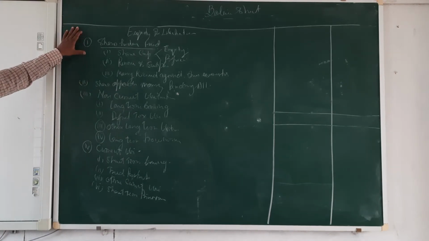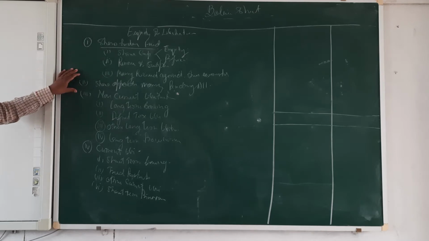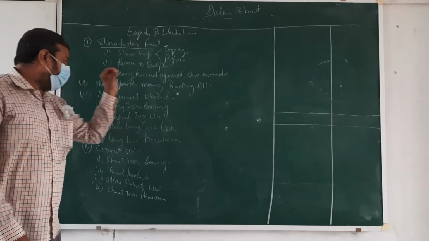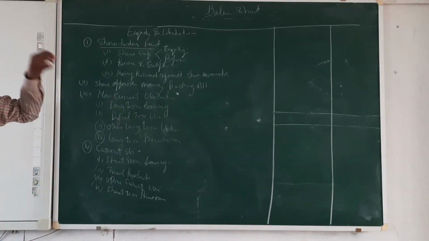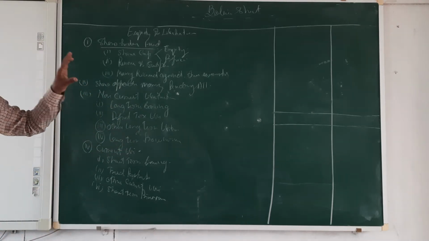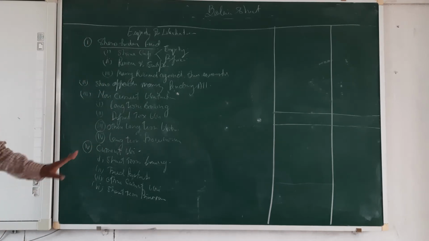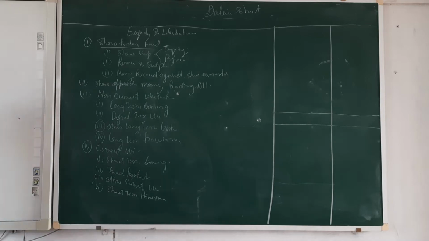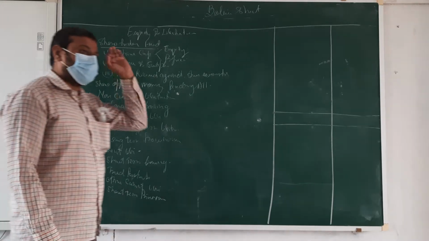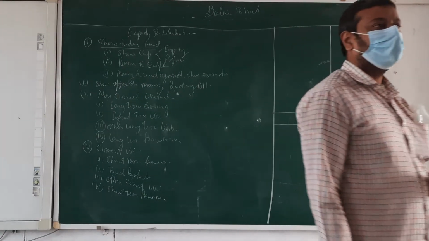First is shareholder fund. Second, share warrant money. Third, non-current liability, and fourth, current liabilities. Okay, and they have some subheads. Now we are going to start with the first. First is the shareholder fund.